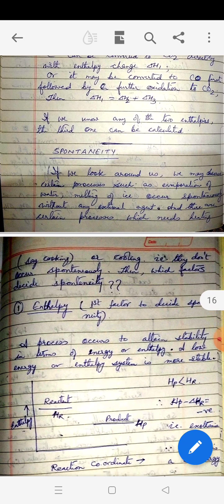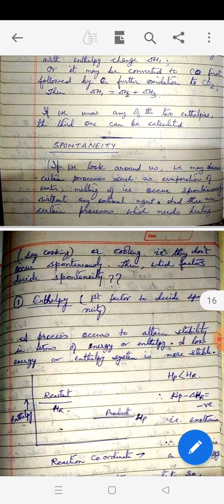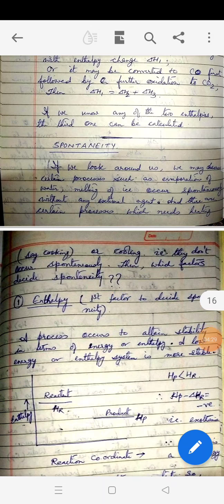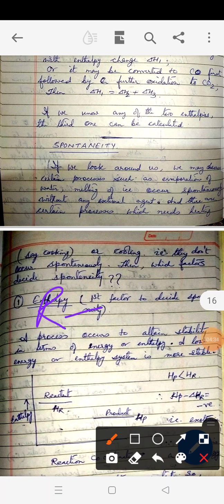Let us talk in terms of enthalpy first. One thing you have to remember that any process which is occurring on their own, they are expected to attain stability. If the system attains stability, then automatically the process will occur. Now if I consider that I have to carry out a conversion where a reactant is turning to product.